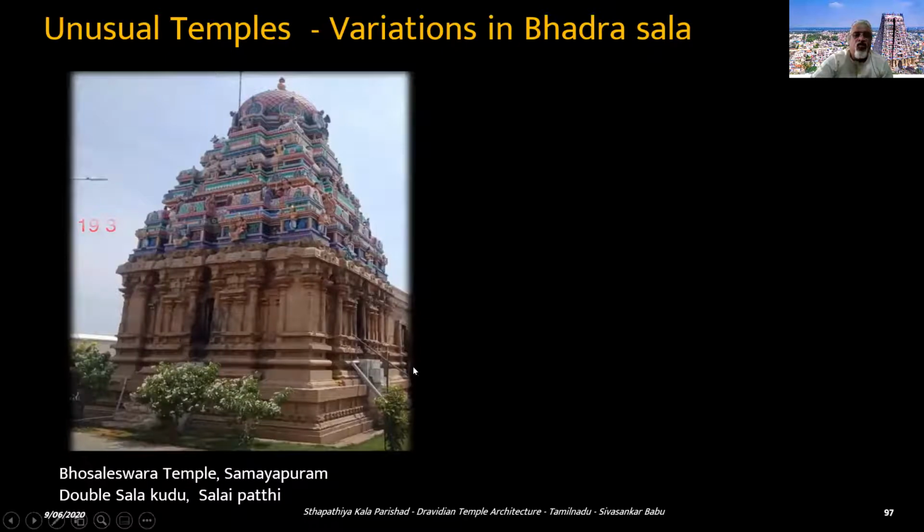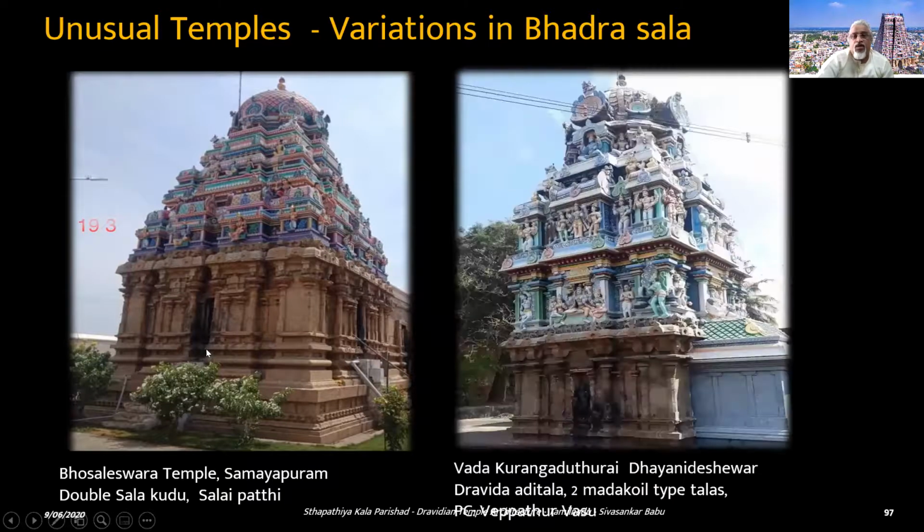This is influence of Hoysalas during the Hoysala period, constructed in Samayavaram near Trichy. Very good structure with some amount of Hoysala influence. The interesting thing is the double sala vimana. Normally the central Bhadra sala is only single. Here we have double sala, and then you have two salapathis. The other one is Vadak Kurangadu. The first tala and second tala, instead of just having the griva, they have extended to the full length, and then put as though like a Madakoil. But in essence, it is a ground level temple only.